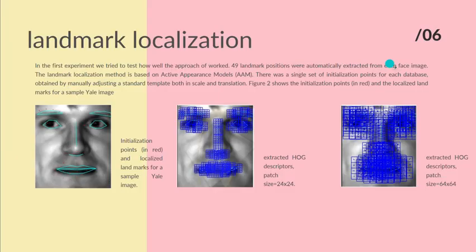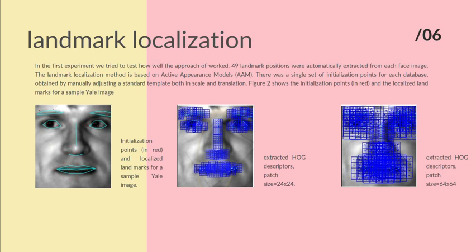Landmark localization. The goal was to assess the effectiveness of a special facial landmark localization approach. This method involves automatically extracting 49 distinct landmark positions from each facial image. The core technique used for this landmark localization was based on active appearance models. To initiate this process, first a set of landmarks is established, like we can see the red color dots established in the image. These are not fixed or standard landmarks.